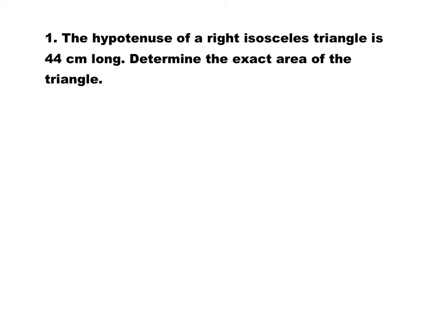In this video, I'm going to solve some of the problems you posted online. The first question is that the hypotenuse of a right isosceles triangle is 44 centimeters long. Determine the exact area of the triangle. To do that one, remember that in an isosceles triangle, two sides are equal.